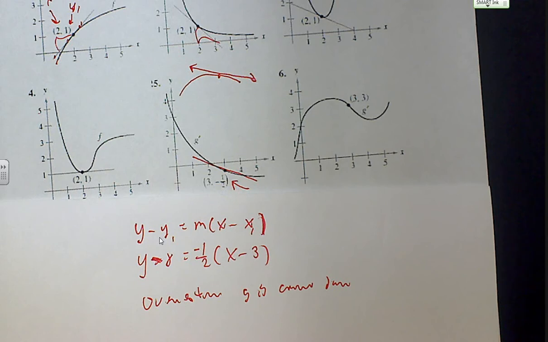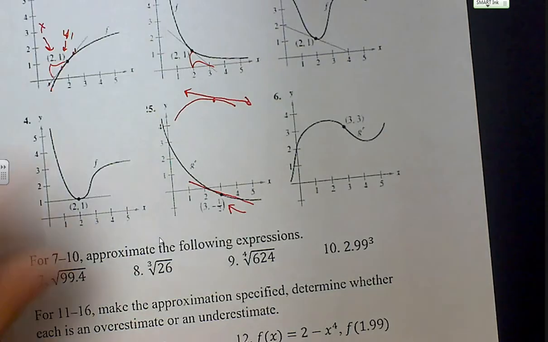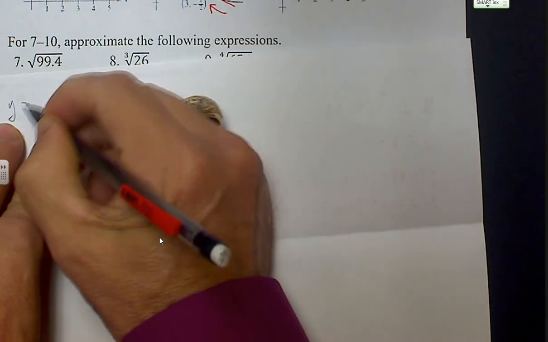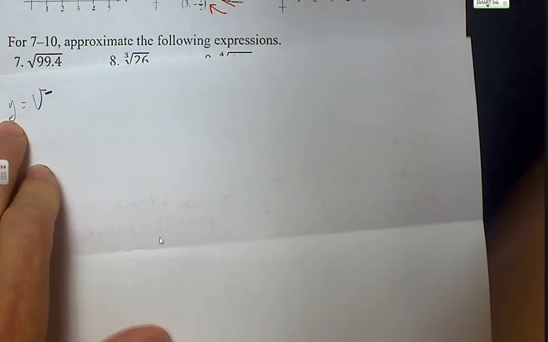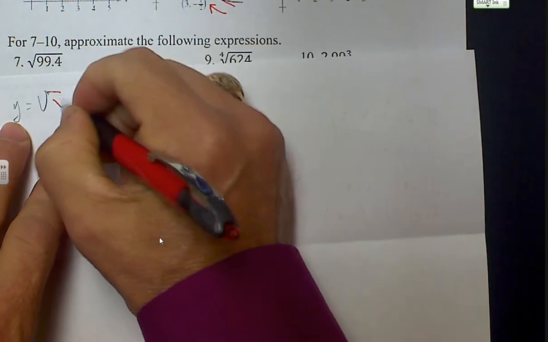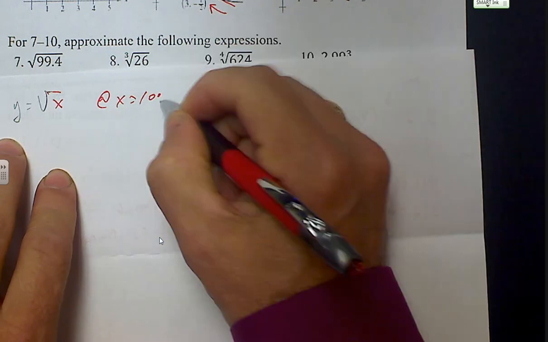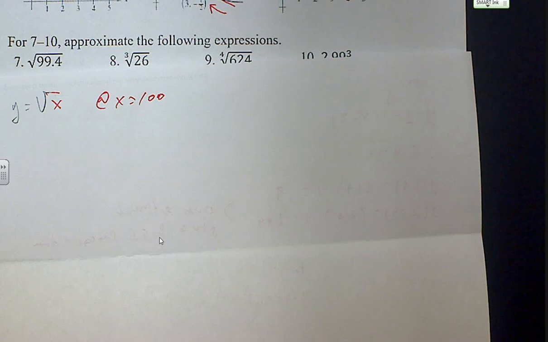The square root of 99.4 is really close to the square root of 100. So our equation is y equals the square root of x at x equal to 100. This is the equation we're going to derive. Use our tangent line to approximate 99.4.